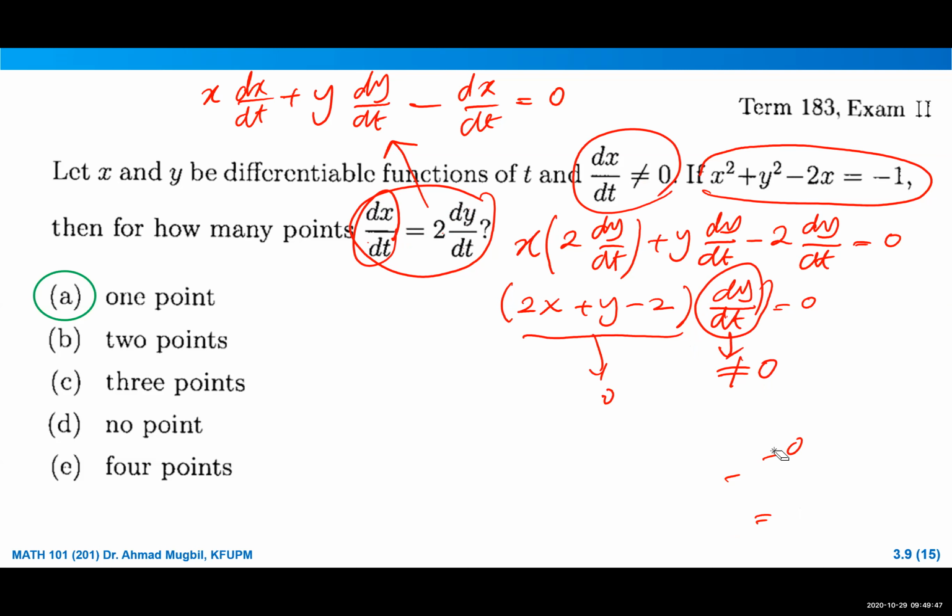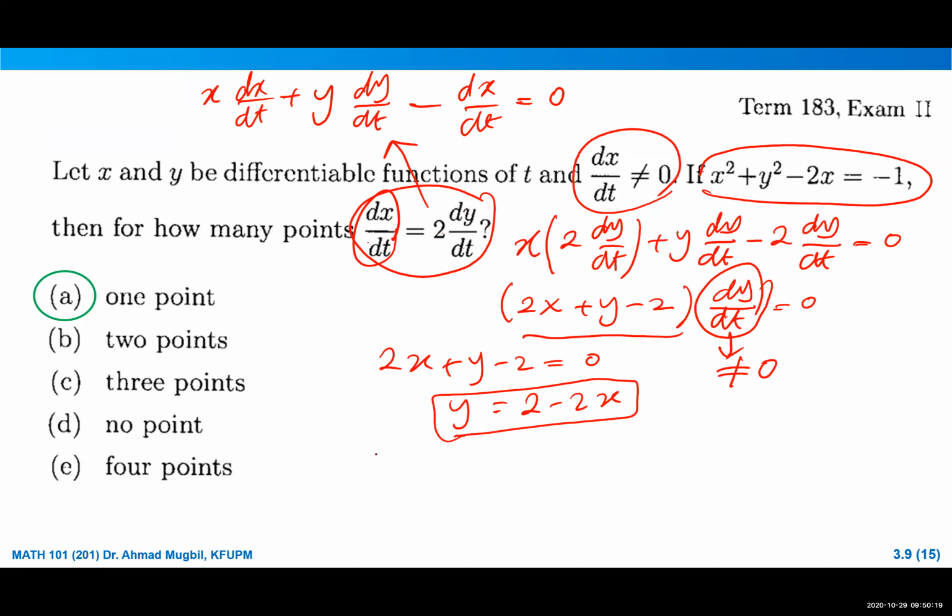So this means that what? You have one point. This means that this factor is 0. So y equals what? Because this will be 0, let me write it here: 2x plus y minus 2 equals 0, which means that y equals 2 minus 2x. So this is y. Okay, what to do next? We found y is 2 minus 2x. Now we take the common factor and find the point.